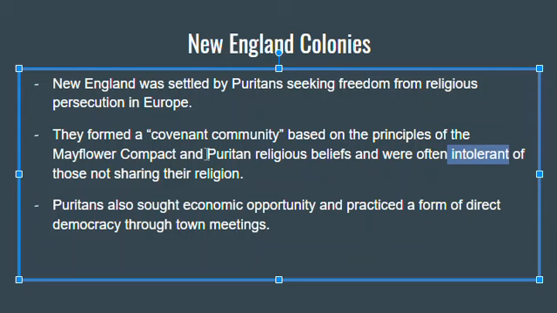The Puritans were intolerant. And Puritans also sought economic opportunity and practiced a form of direct democracy through town meetings. Direct democracy just means everybody votes on decisions. So one thing, in the United States we mainly have a representative democracy. We elect people to make decisions, but in the New England colonies with the Puritans, it was direct democracy. Everybody voted. So if they wanted to trade with somebody, everybody would meet at a town meeting and everybody would vote.